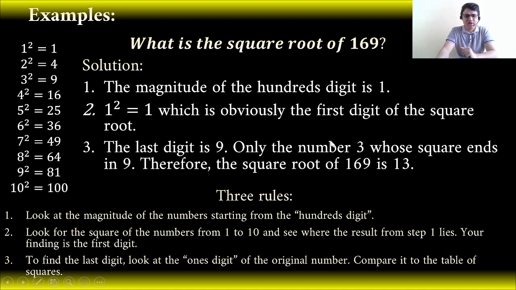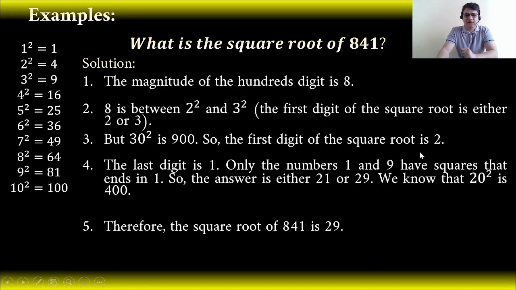Suppose we want to try this one. What is the square root of 169? Again, the same method. We look at the hundreds digit. In 169, the magnitude of the hundreds digit is 1, and 1 squared is 1, which is the first digit of our square root. Then we look at the ones digit, which is 9. From this list of squares, only the number 3 has a square that ends in 9. Therefore, the square root of 169 is 13.